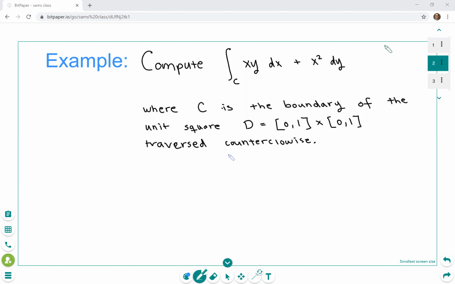So compute the line integral over C of xy dx plus x squared dy. Now C is the boundary of the unit square [0, 1] cross [0, 1] traversed counterclockwise. Okay, that's supposed to be clockwise. I'm not going to waste time rewriting that though. So let's just remind ourselves of the formula.